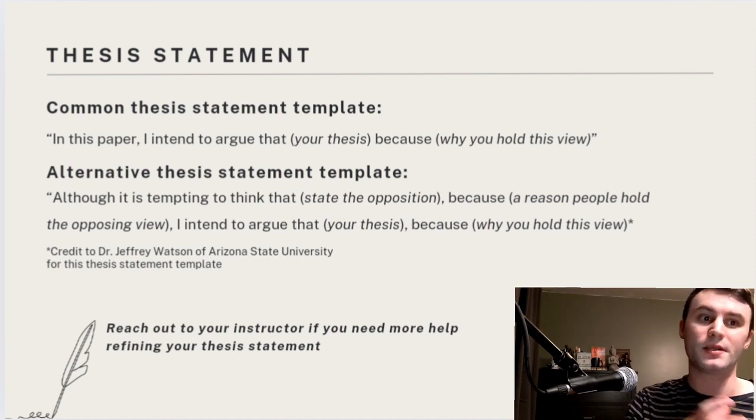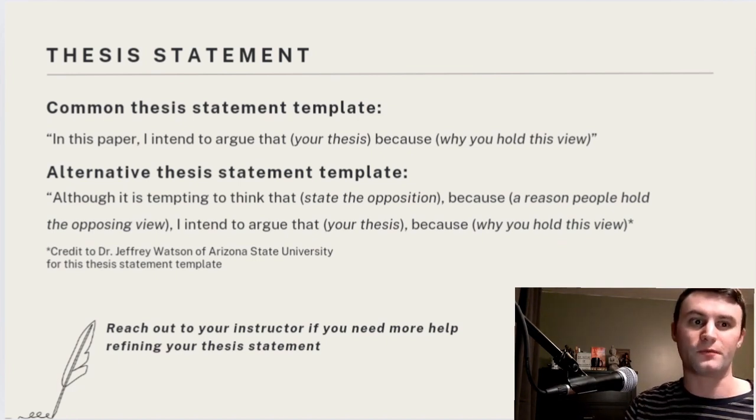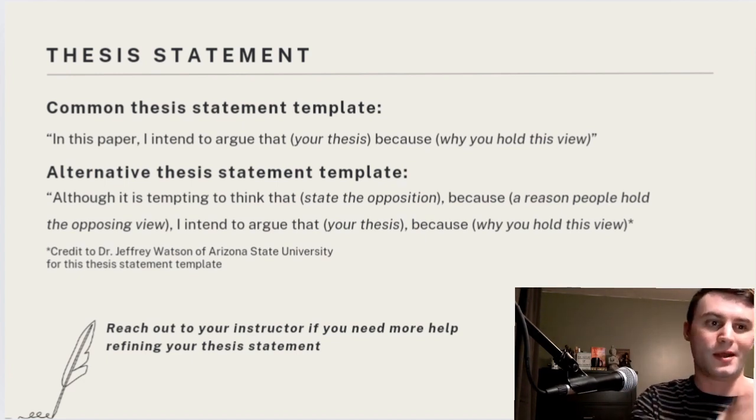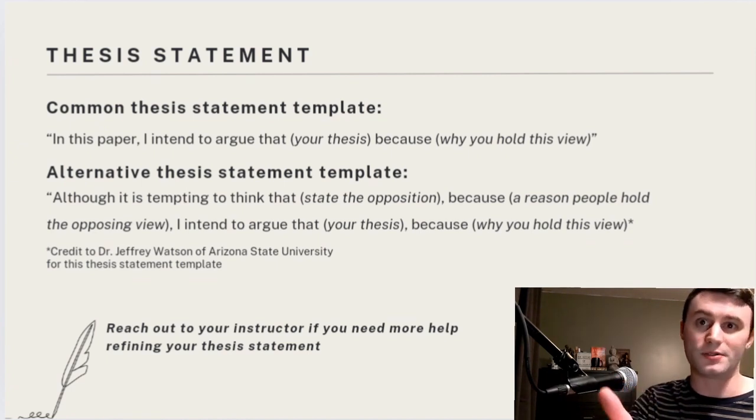So you say, "Although it is tempting to believe that," that's where you would state the opposing view, "because," and then at least one reason why people hold this opposing view, "I intend to argue that," there's where your thesis would go, "because," there's where a main reason why you hold this view would go. Again, what you're doing here is something really cool. You're stating the opposition, and you're also showing the reader that you understand why the opposing view is held by at least some people. And you're doing a lot of stuff in just a few words.